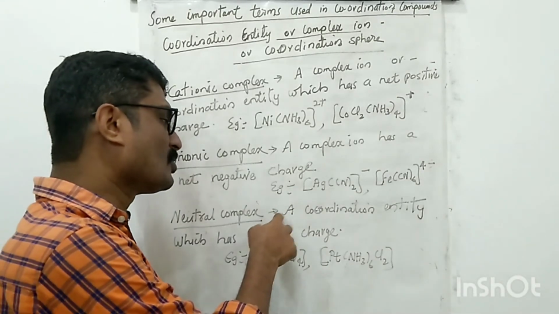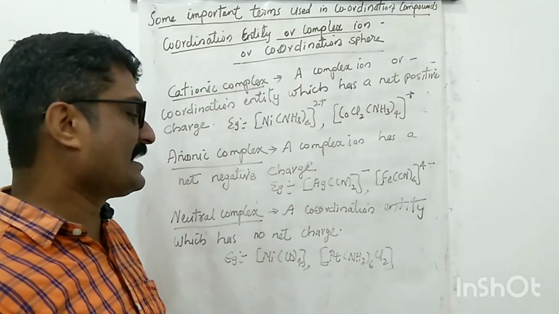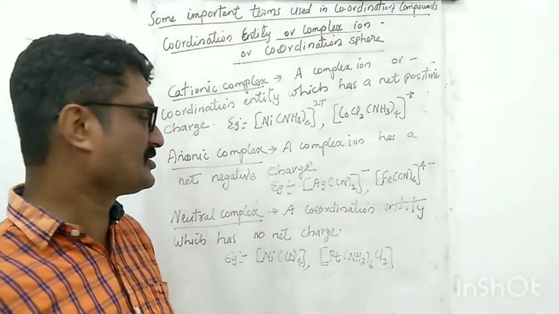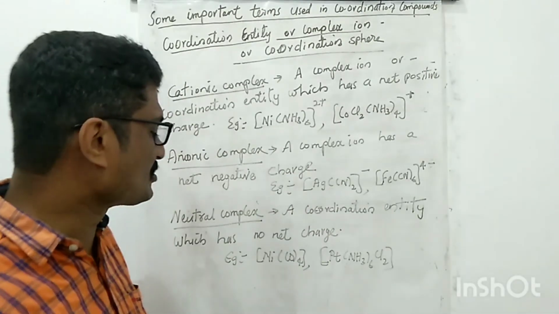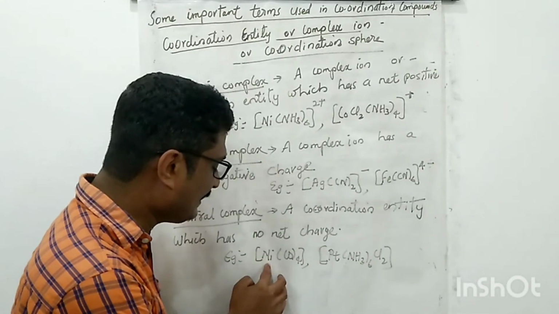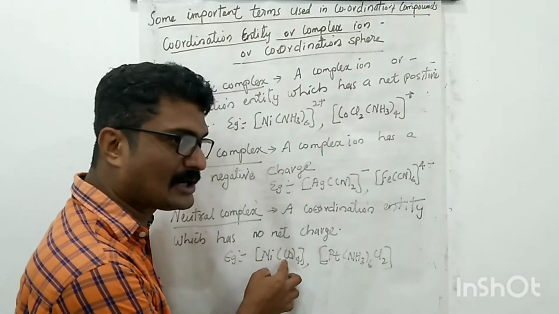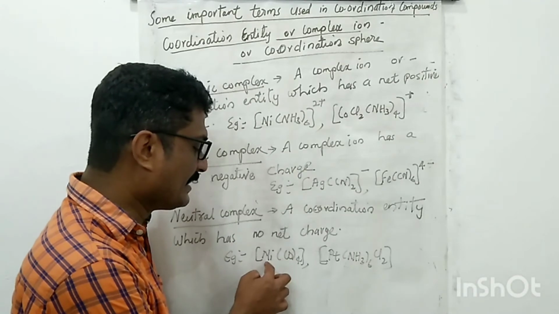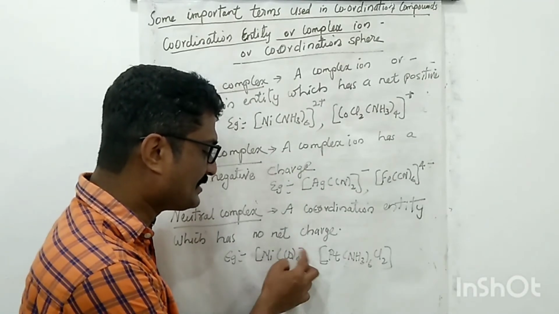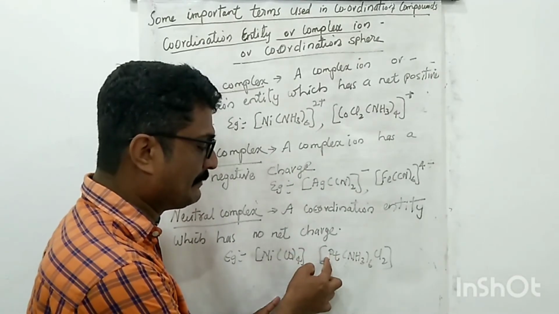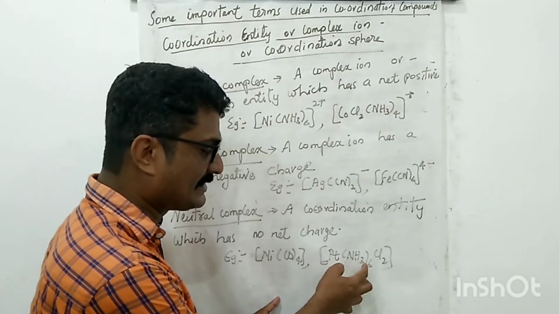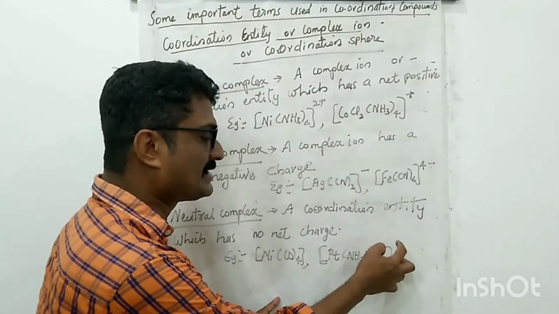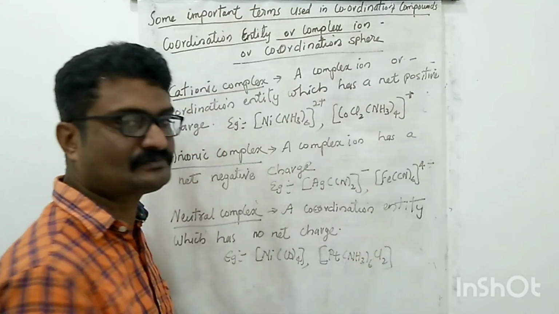Last one, neutral complex. A coordination entity which has no net charge is called a neutral complex. Example, [Ni(CO)4], nickel carbonyl, net charge is 0. Then [Pt(NH3)2Cl2], the net charge is 0.